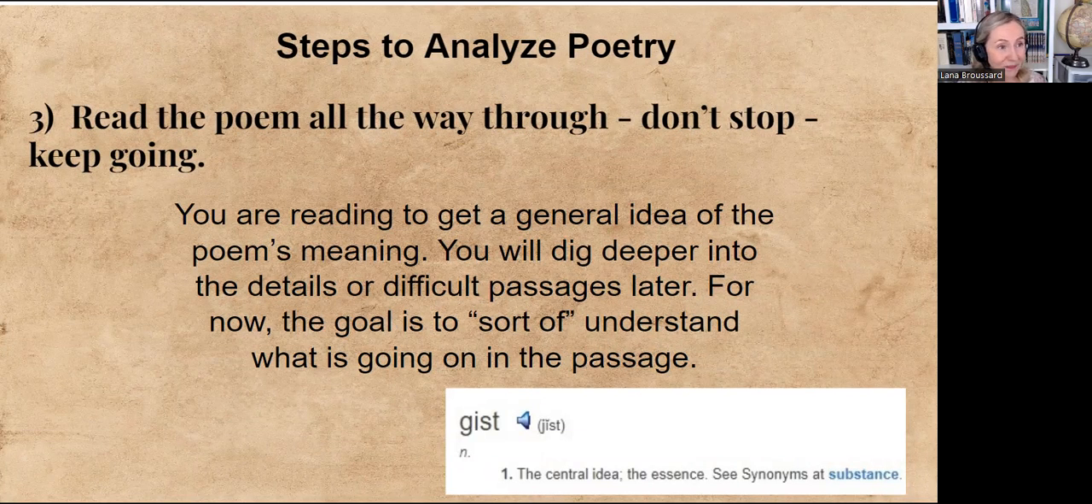The third step is to read the poem all the way through and don't stop. Keep going, even if something isn't quite clear, okay? Keep going. You're reading to get a general idea of the poem's meaning. You can dig deeper into the details of the more difficult passages later. For now, the goal is to get an idea of what's going on in the passage. We call that a gist. Notice that the G sounds like J. It's a central idea or the essence of the poem.